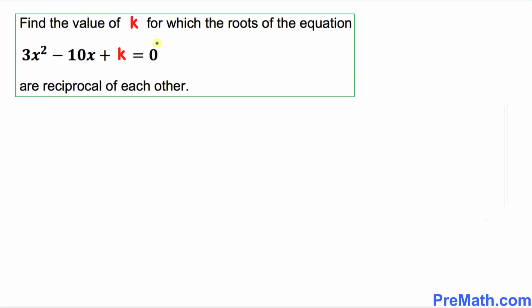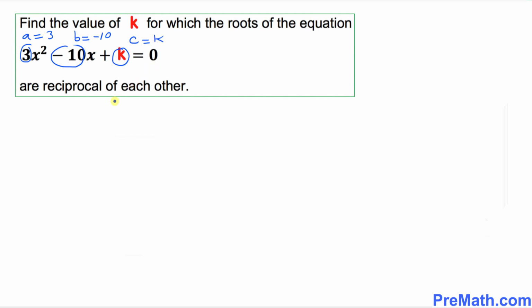Right now it says find the value of k for which the roots of this given quadratic equation are reciprocal to each other. What do you mean by reciprocal? Means that one root is the multiplicative inverse of the other one. As you know, this given quadratic equation is in standard form, so we can identify A, B, and C. In this case, our A equals 3, our B is negative 10, and our C is k.